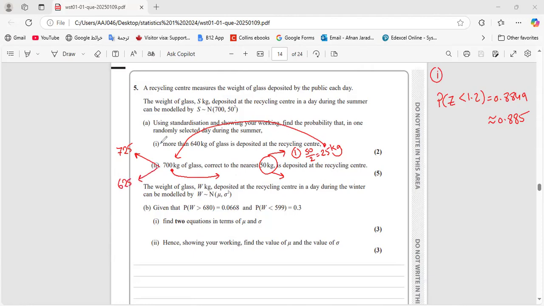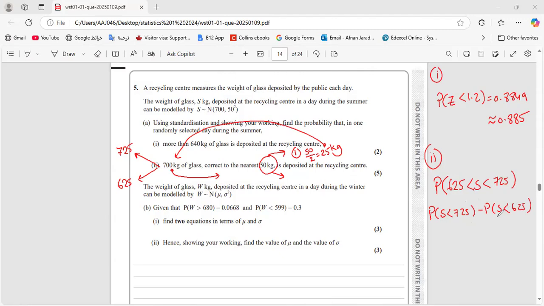So you need to use standardization to find the probability. For a selected day during the summer, I need the area, or the probability, between 625 and 725. So part (ii) is to find the probability that 625 is less than S and S is less than 725, by subtracting the probability of S less than 725 minus the probability of S less than 625. So upper limit minus lower limit.